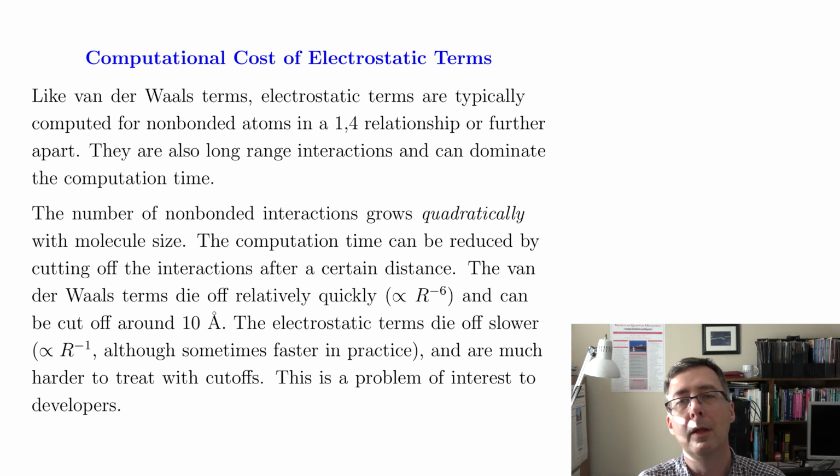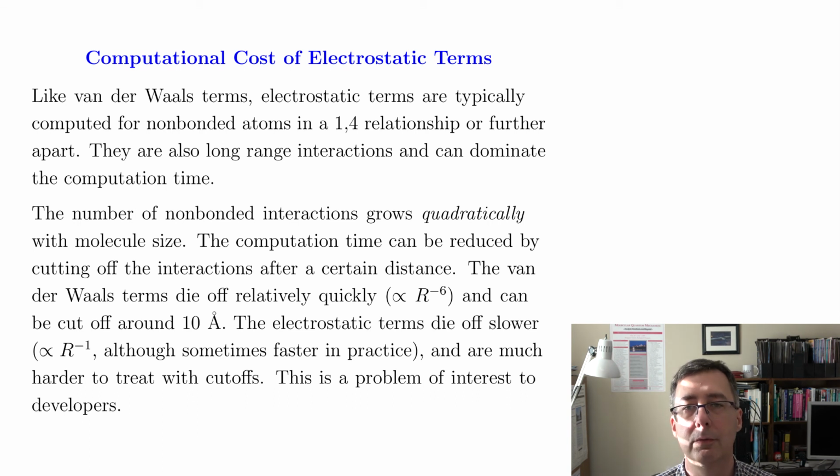The problem with the electrostatic terms is that they die off slower. They die off as 1 over r. So 1 over r is still maybe important at 10 angstroms, even if it's already gone to 0 for the van der Waals term. So a simple cutoff, you can do it, but your cutoff distance is so large that the calculation can still be painfully slow.